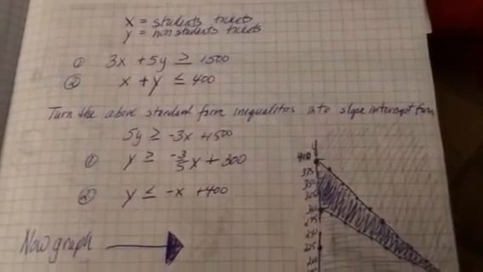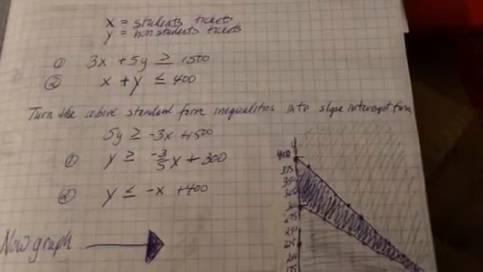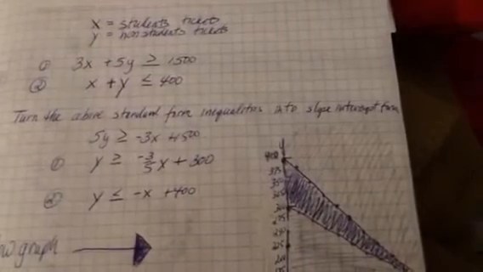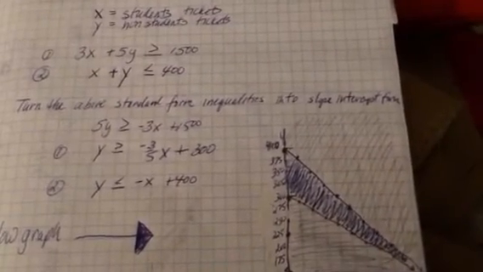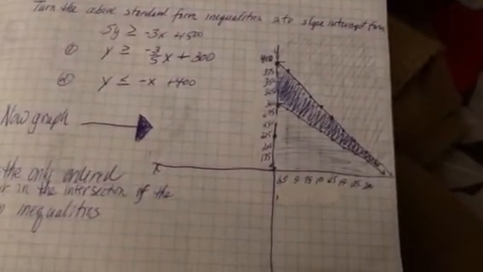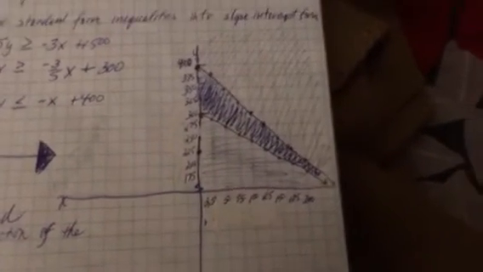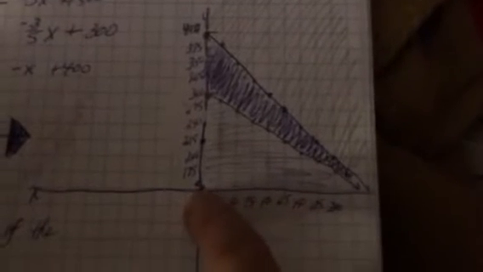So then I turned the standard form inequalities into slope-intercept form. And then I ended up graphing them. Along my x-axis, I counted by 25s, and along my y-axis, I counted by 25s also. If you notice, it's kind of hard to see on this one, but right there on the graph, that means I'm not starting right there at 0.